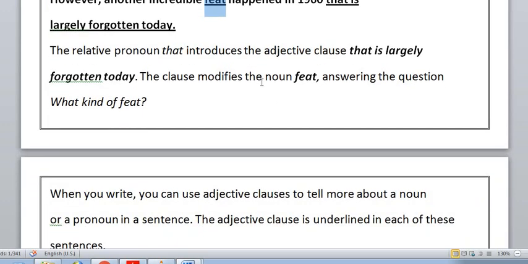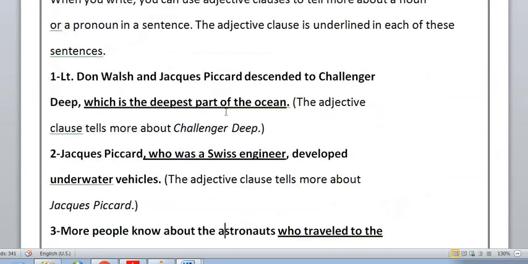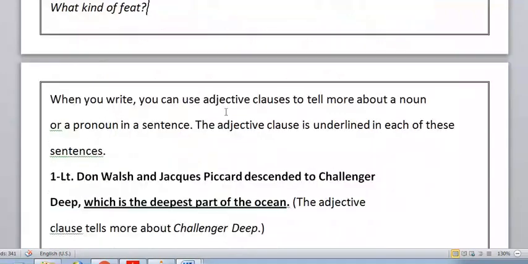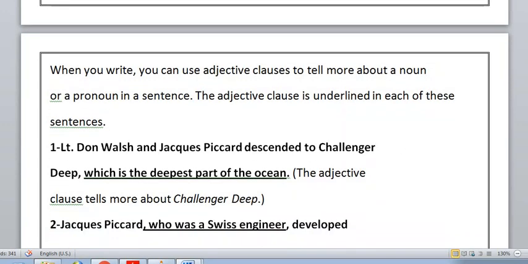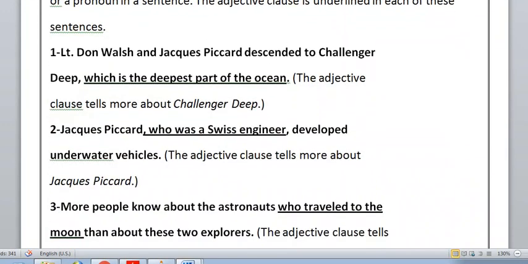The relative pronoun that introduces the adjective clause that is largely forgotten today. This is the relative pronoun. The clause modifies the noun what? Feat. Answering the question, what kind of feat? All right, describing this word. When you write, you can use adjective clauses to tell more about a noun or pronoun in a sentence. The adjective clause is underlined in each of the sentences. Yes, these are 3 examples to help you understand more.